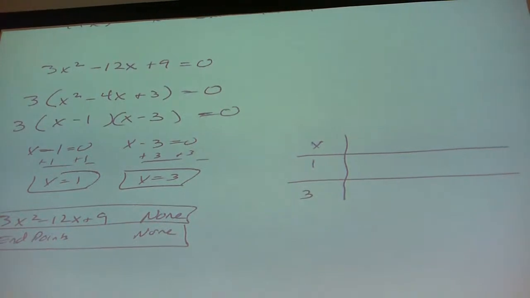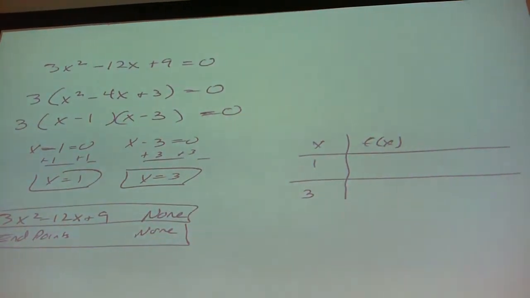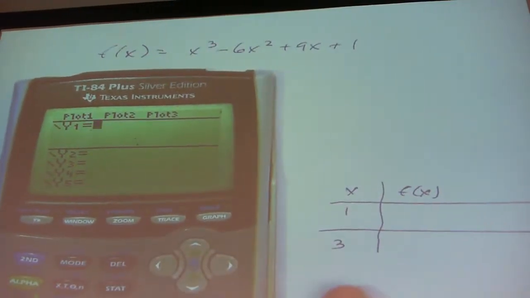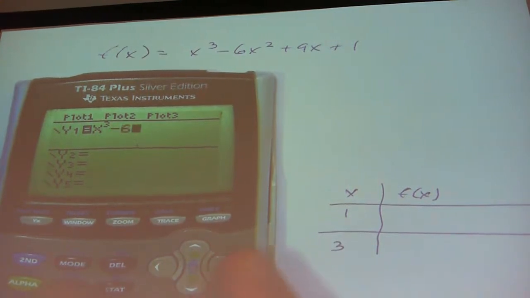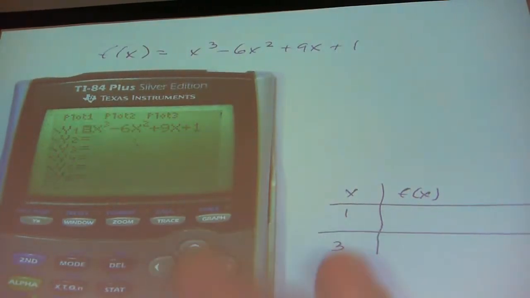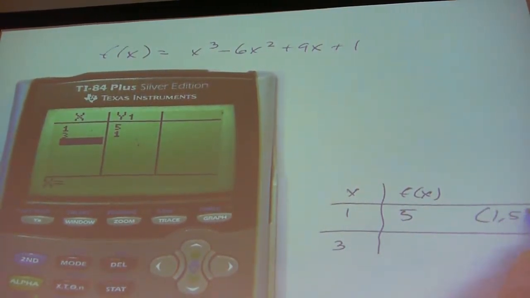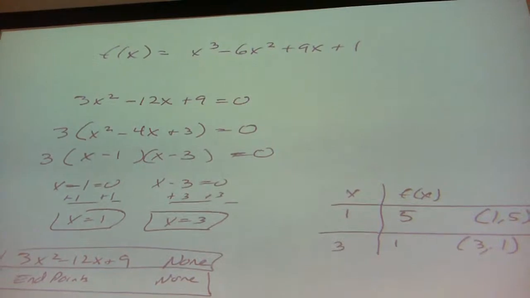And what am I going to plug them into? The original. All about the original. So I go to my y equals. I type in the original, which is x raised to the third minus 6x squared plus 9x plus 1. I go to the table. I type in 1 and 3, and I get the point 1 comma 5, and I get the point 3 comma 1. So those are the two places I need to see if it's an extrema, if it's a local max or a local min. Those are the two places I need to go look to see if they're maxes or mins.